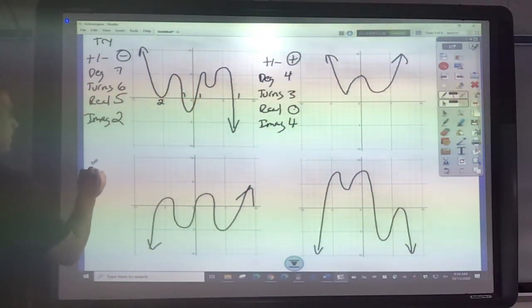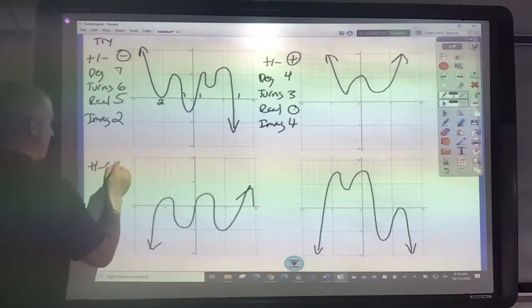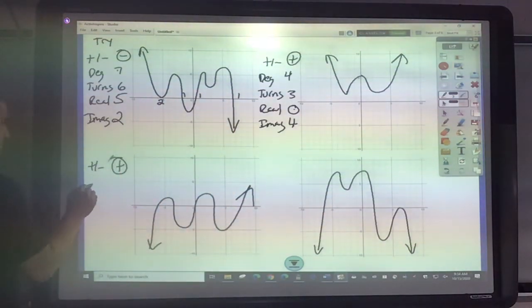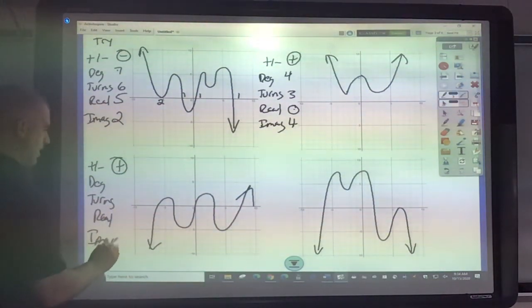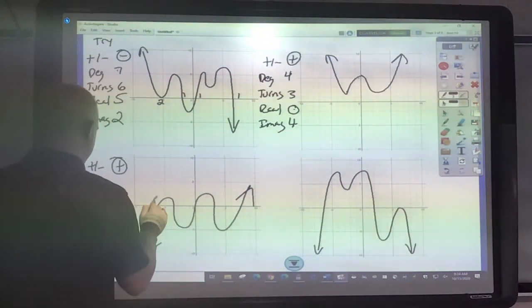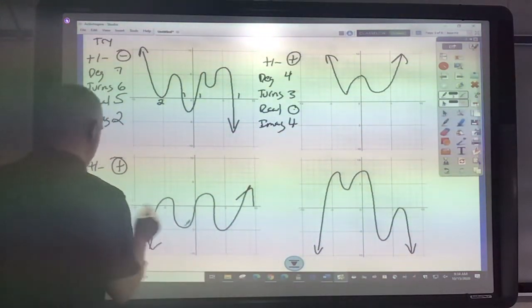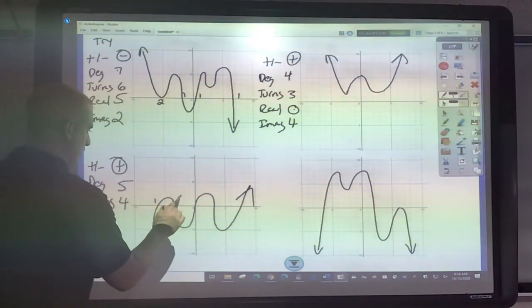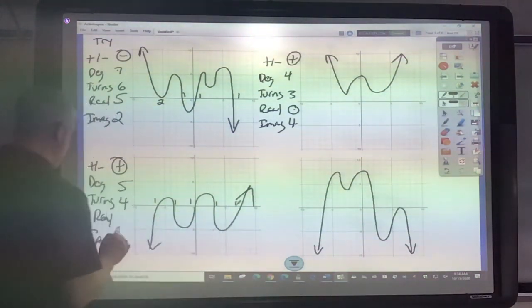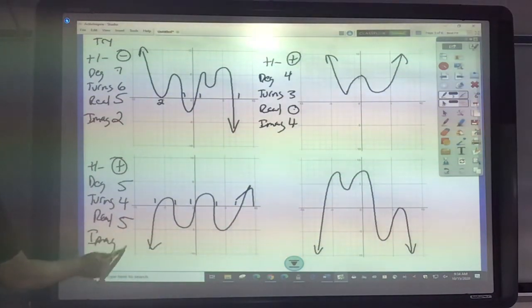Okay, positive, negative. These arrows are pointed this way, so this would be positive. Okay, degree, turns, real, imaginary. Let's count these. This would be turns 1, 2, 3, 4. Add 1 to get the degree, that would be 5. Let's count the zeros. 1, 2, 3, 4, 5 zeros. So 5 plus this would have to give me 5, so that'd be 0 imaginary.